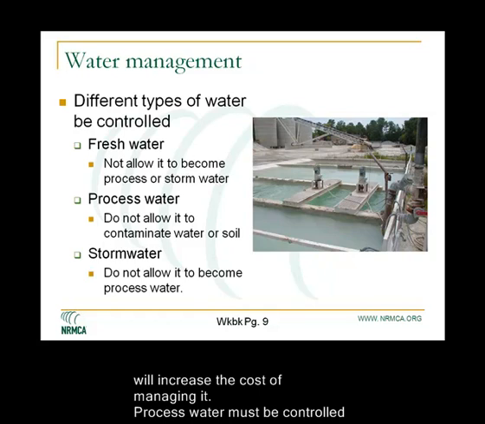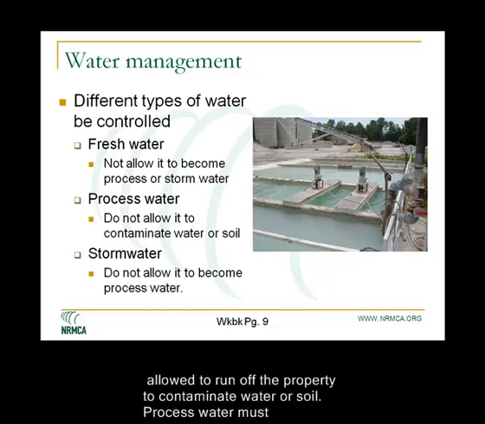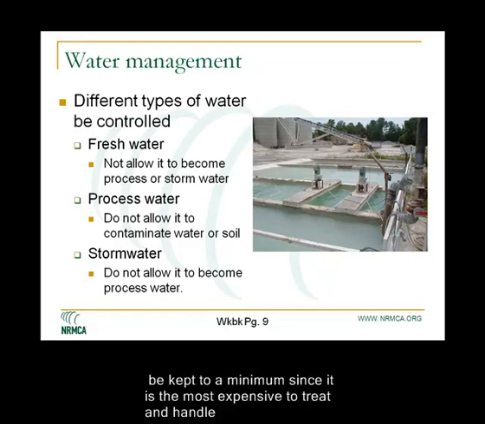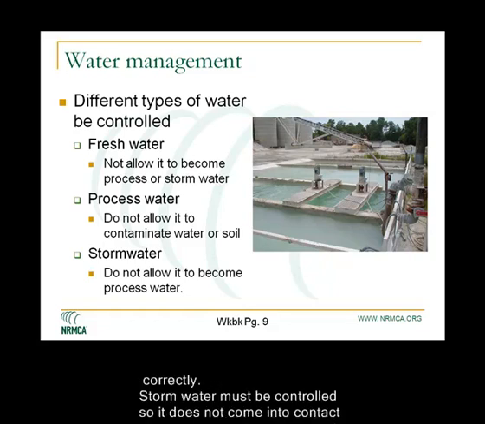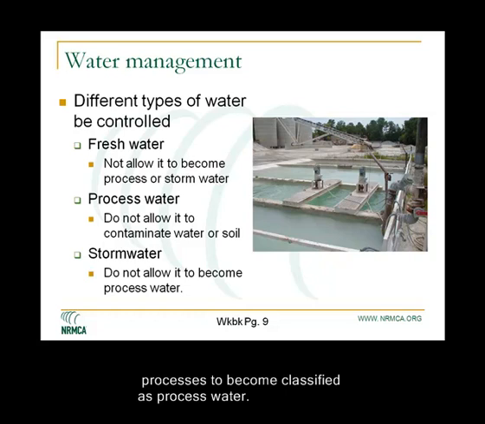Process water must be controlled and not allowed to run off the property to contaminate water or soil. Process water must be kept to a minimum since it is the most expensive to treat and handle correctly. Stormwater must be controlled so it does not come into contact with process to become classified as process water.